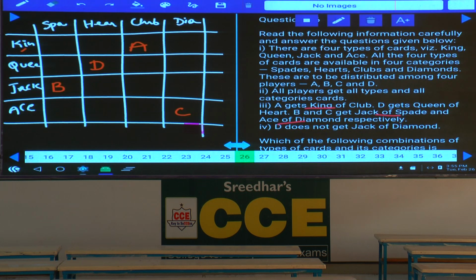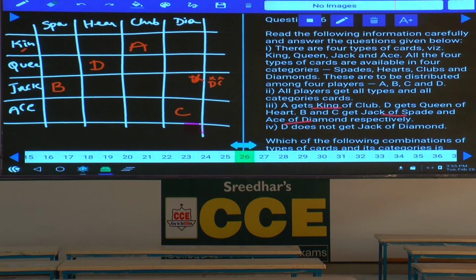D does not get jack of diamond. D cannot be at this place. Are you following this one or not? Now listen to this carefully. D cannot be at this place. As C is already here, C cannot be at this place. B cannot be at this place, tell me or not? Yes or not? Yes. Why is it yes? B is already here, hence it cannot be repeated.